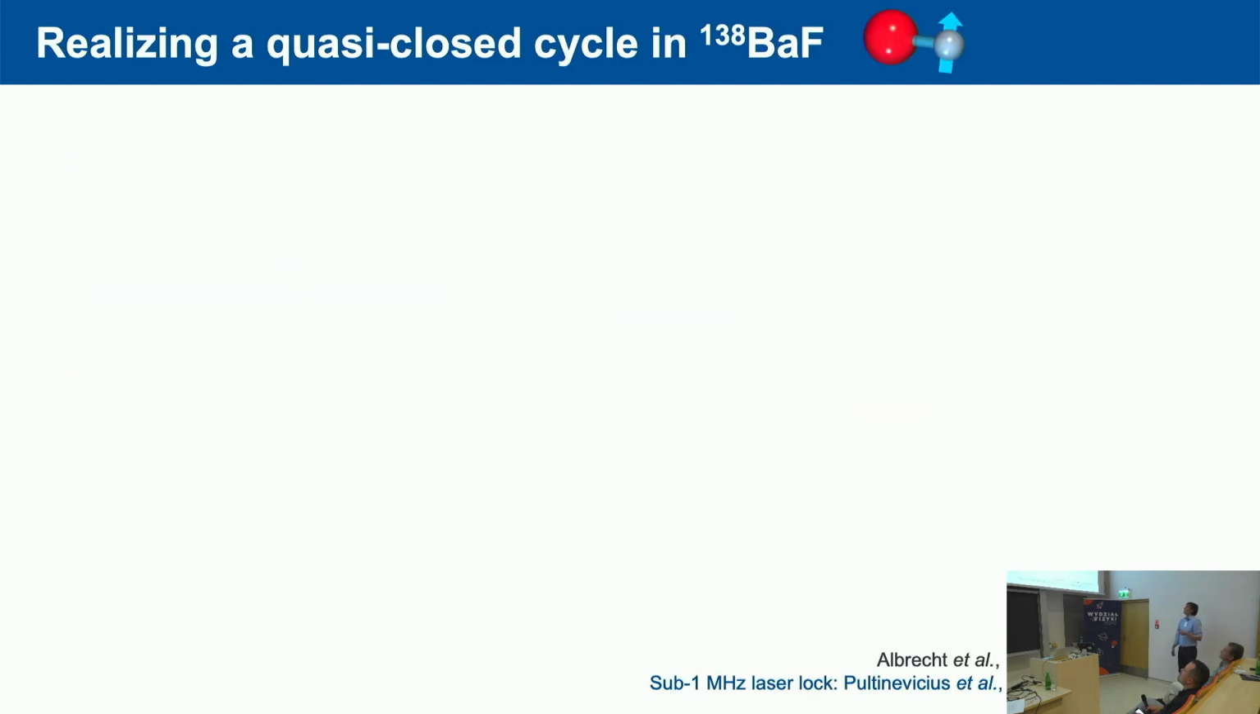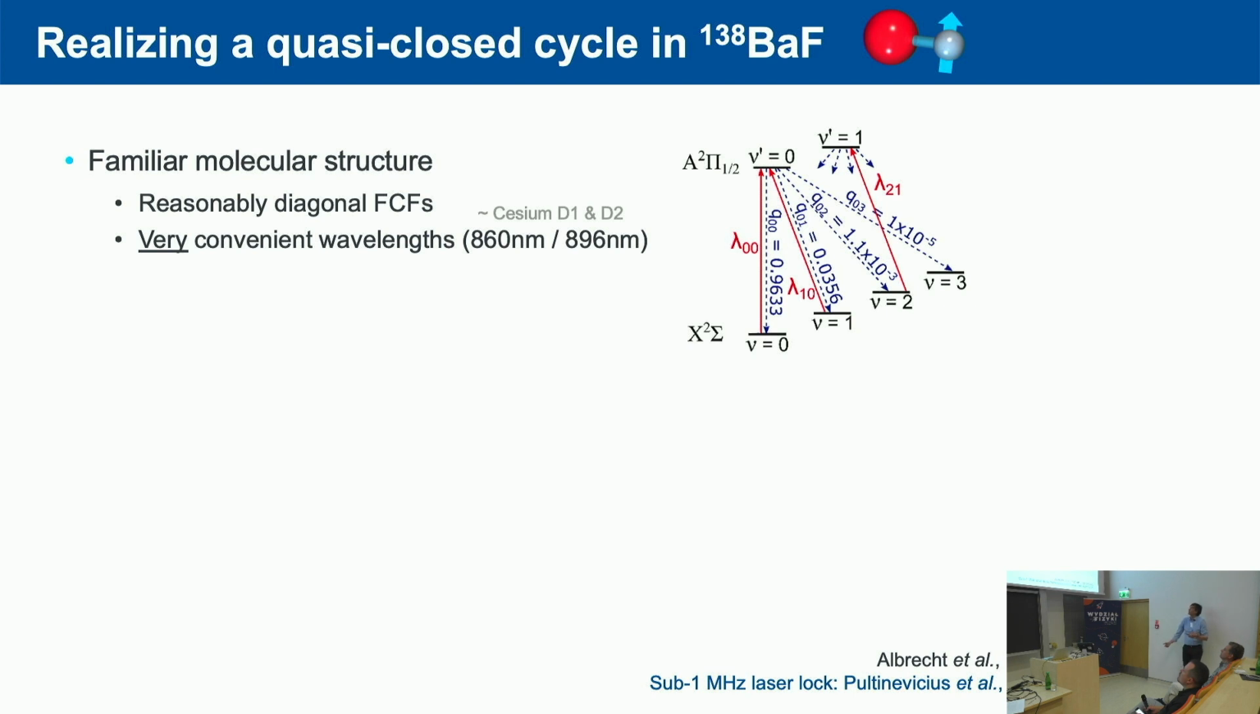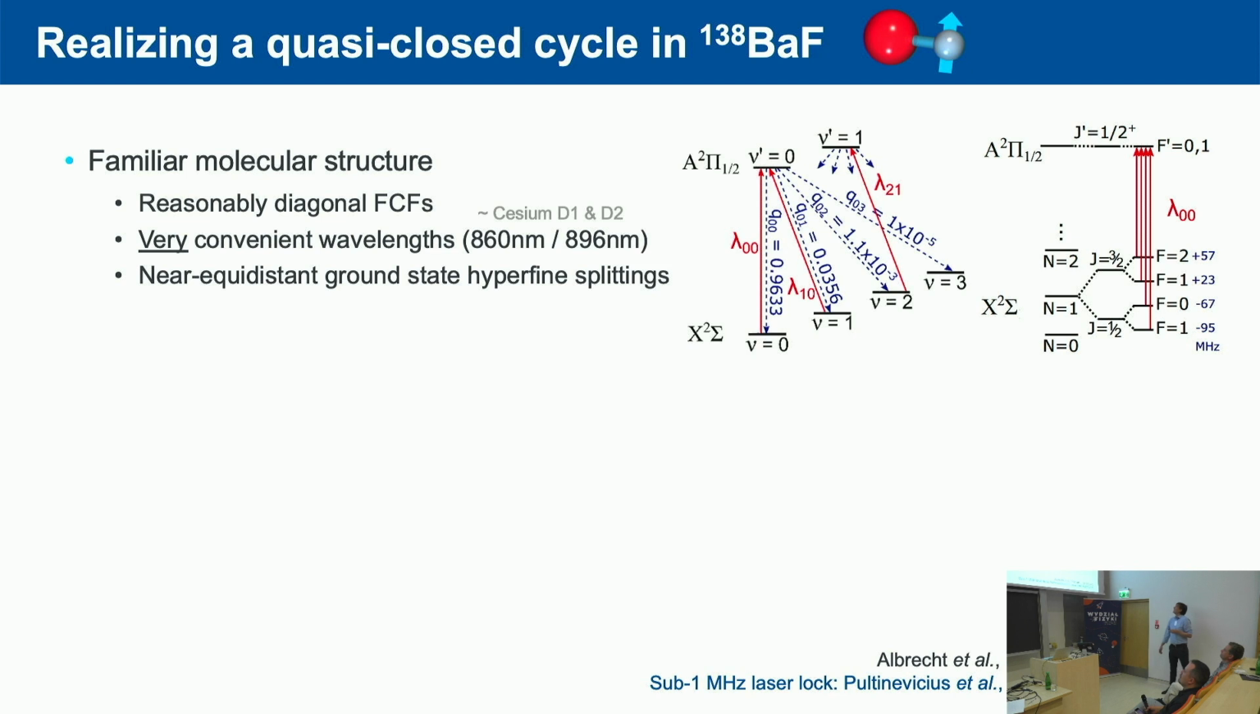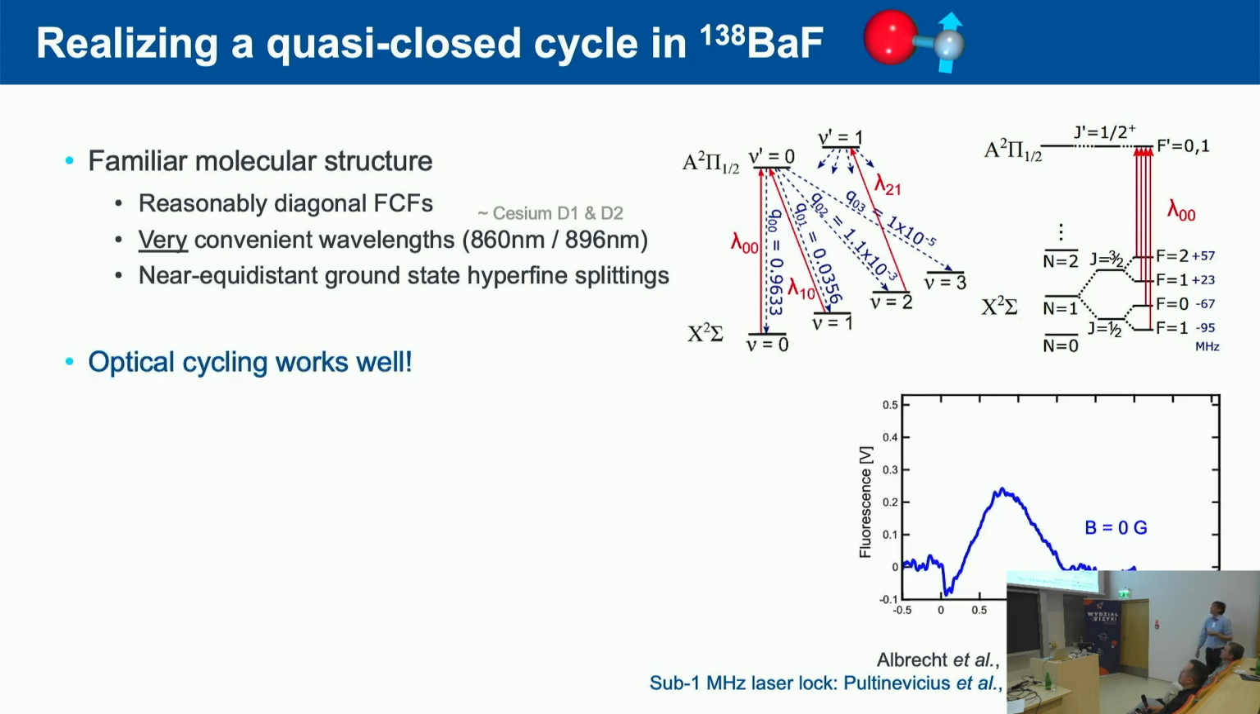So now, to realize the cycle, as I said, it's relatively straightforward. The level structure is pretty much the same as in the other laser coolable species with reasonably diagonal Franck-Condon factors, and actually for this species, very convenient wavelengths that are close to the D1 and D2 transition of cesium, so you get a lot of laser power almost for free. Also, the hyperfine structure in the ground state is almost equidistant, so you just put a simple EOM and you get all your sidebands. Seems very simple, and you can indeed realize optical cycling in the beam very easily with this.